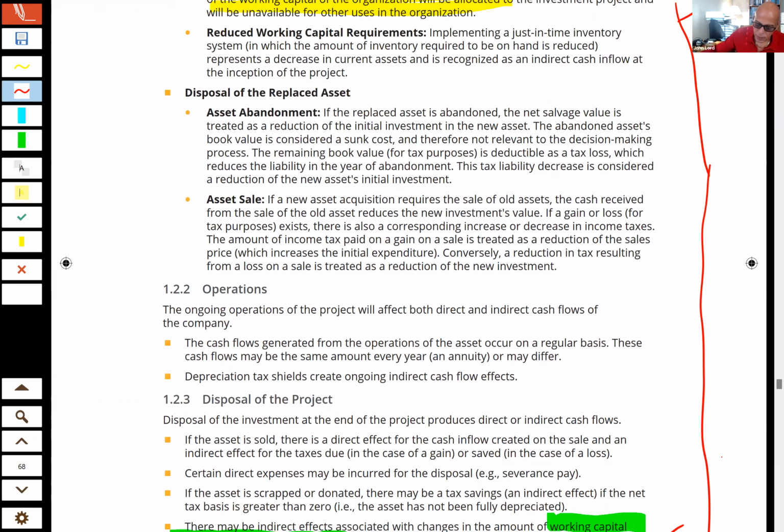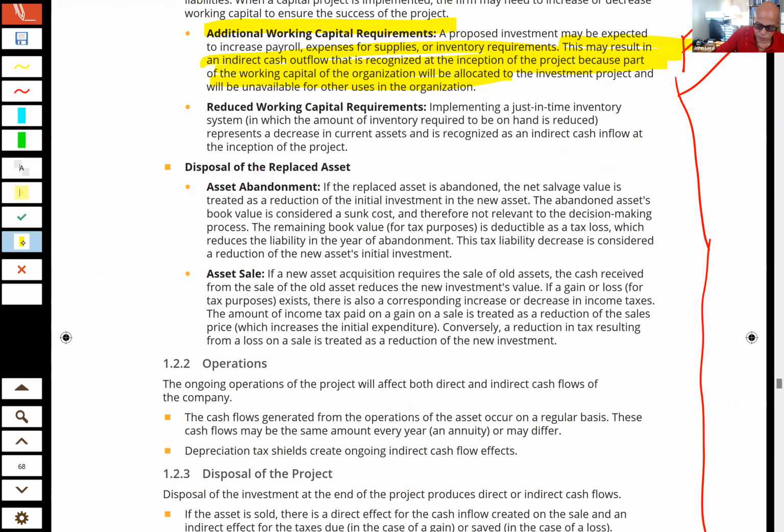Okay, now the other cash flows to consider are those related to disposal of the asset. Now, there could be a disposal of an asset at the end, the one that we're acquiring now, but also we have a current asset in place and we're going to be selling that off or disposing of it. That will also create some cash flow. So let's just look at first, asset abandonment.